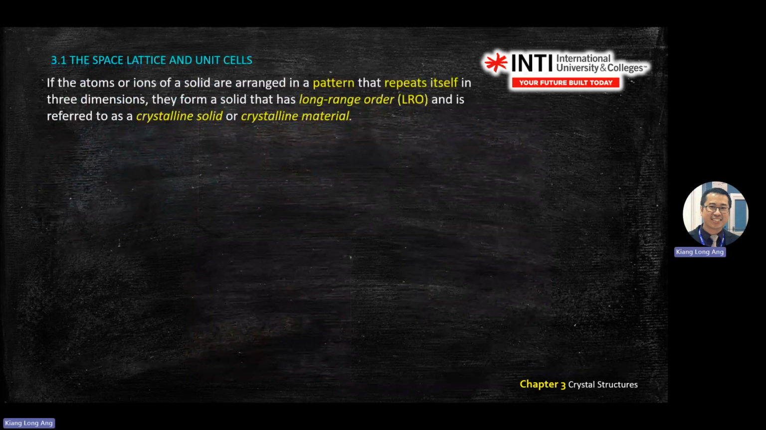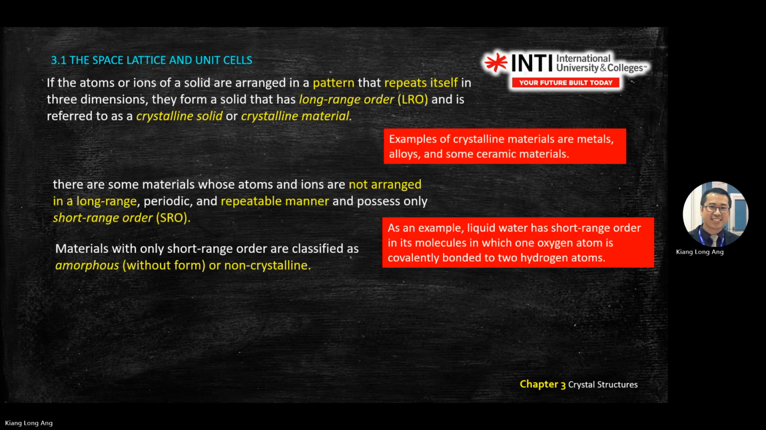Now the word crystalline means there is an order, a repeated pattern in how the atoms arrange themselves. So if a question asks you about a crystalline solid, it means there's a pattern repeating, like building with Lego bricks: you join them together and then you get the shape. Examples of crystalline materials are metals, alloys, and ceramic materials. So this chapter will link you to metals, alloys, and ceramics.